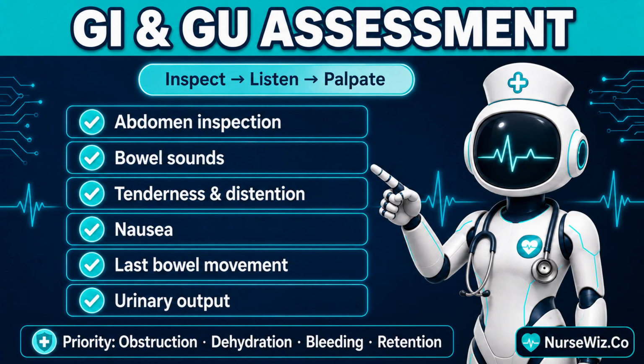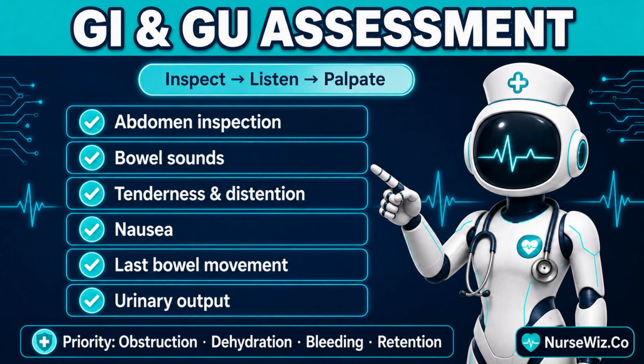Then ask, any nausea? When was your last bowel movement? Are you passing gas? When did you last urinate? And check the output, both the amount and the color. Small amounts and dark, concentrated urine point you toward dehydration. A patient who feels the urge and can't go points you toward retention.